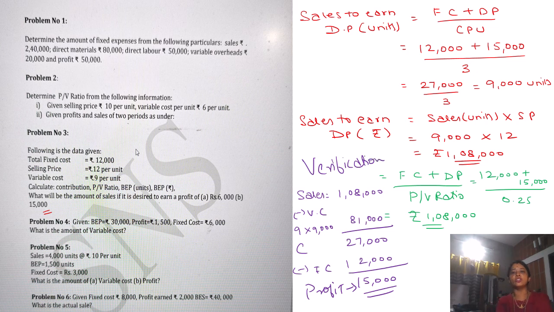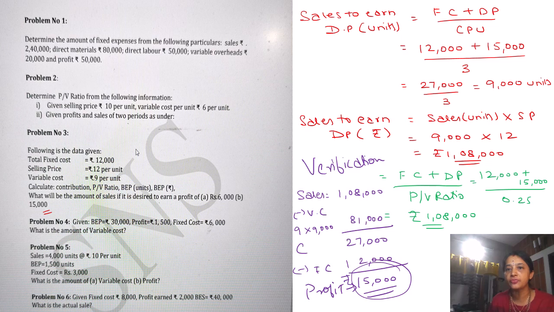If you make a profit of 15,000, you need to make sales of 1,08,000. You can do this the other way around also. Supposing they have given you a profit of rupees 15,000.